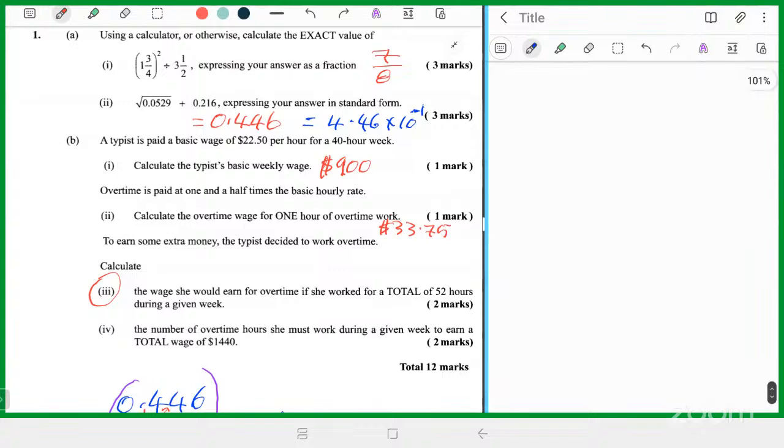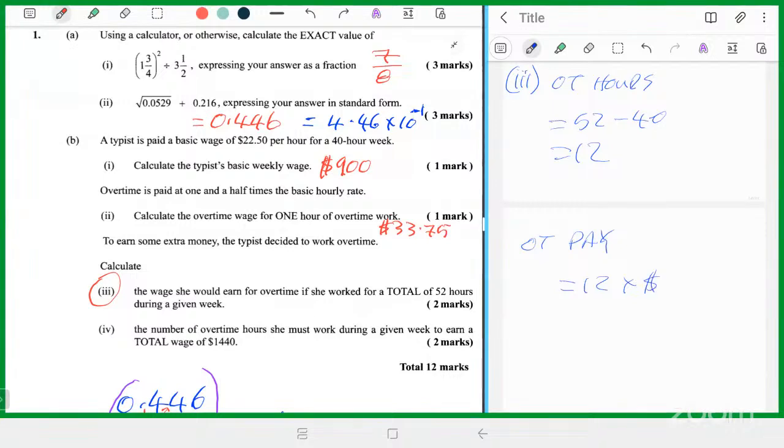And so the overtime pay, that's what they want to know. So the OT pay will be equal to 12 times the OT rate of 33.75. 12 hours overtime times the overtime rate. How much money does she get for overtime? 12 times 33.75, $405 overtime pay she will get. She will get $900 for the 40 hours, and an additional $405 for the overtime hours.